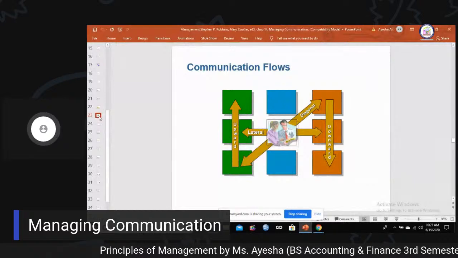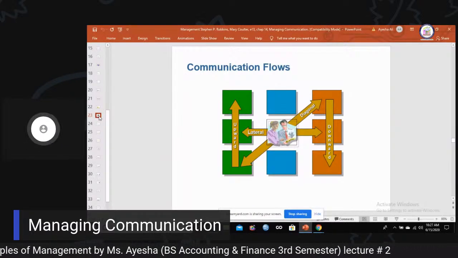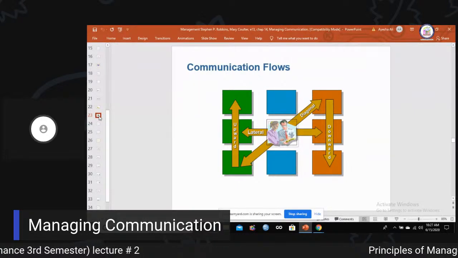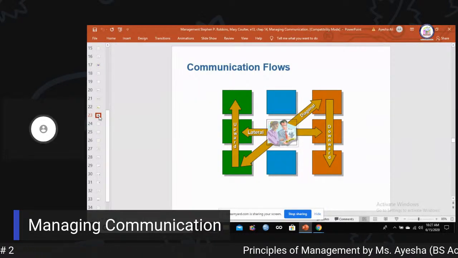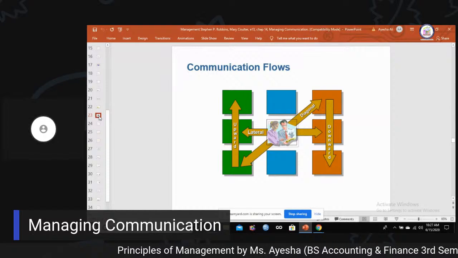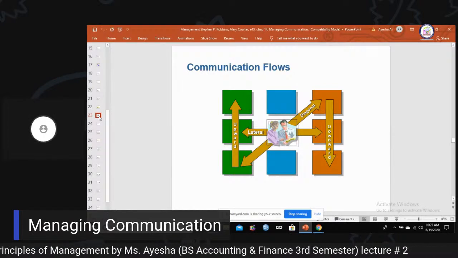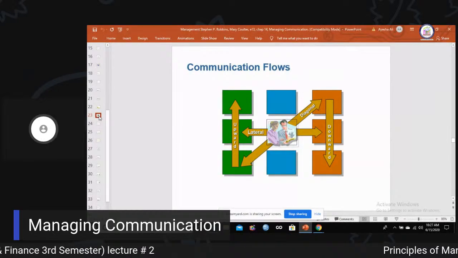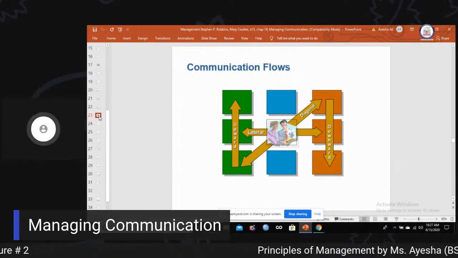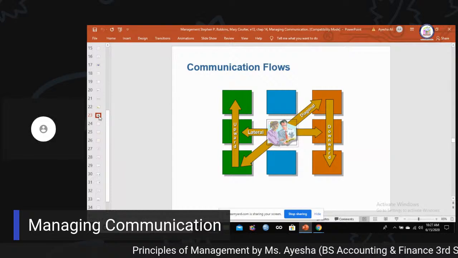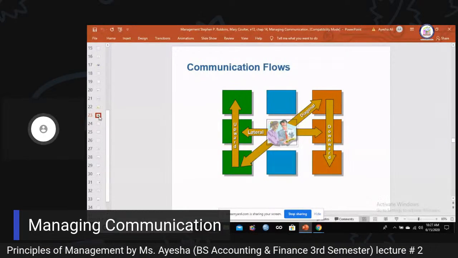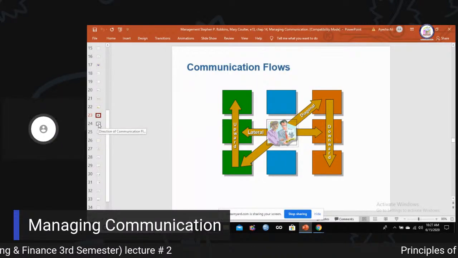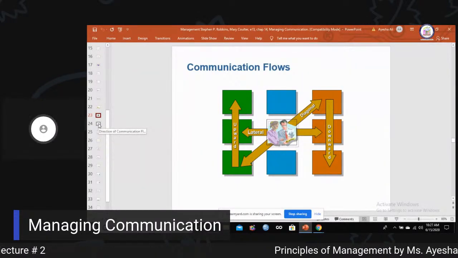And this is the diagram in which they explain how the communication flows. Upward is basically from lower level to upper level, and downward is from upper level to lower level, meaning managers to employees. The diagonal is communication across areas, work areas and levels. And lateral is communication on the same level. We will discuss these in more depth in the coming slides.